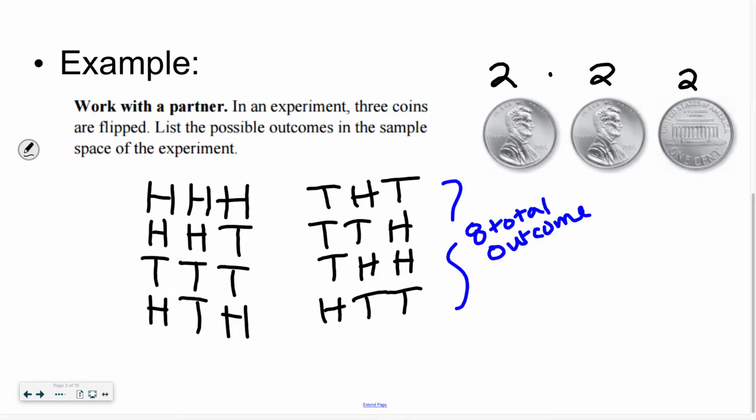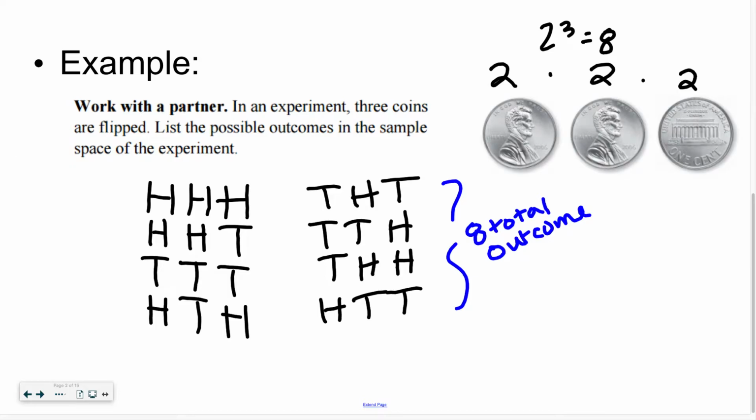So you multiply all those together, 2 times 2 times 2, or 2 cubed, and you get 8 total outcomes. So by the fact that we listed all 8 of them, we're sure we have a complete sample space. So that's called the fundamental counting principle, probably something that you've seen before, where you just multiply the number of ways something can happen.